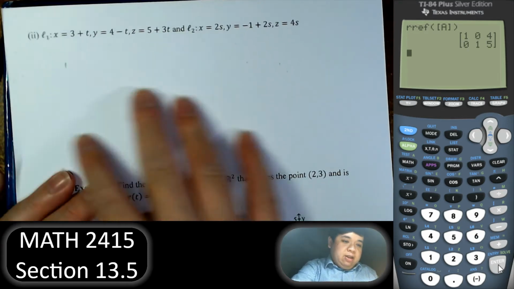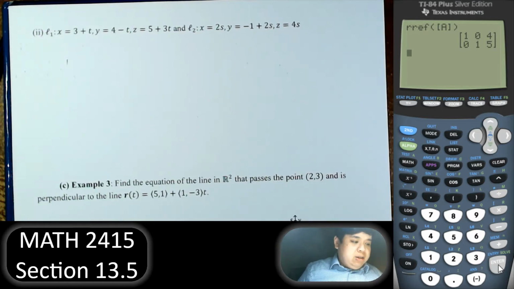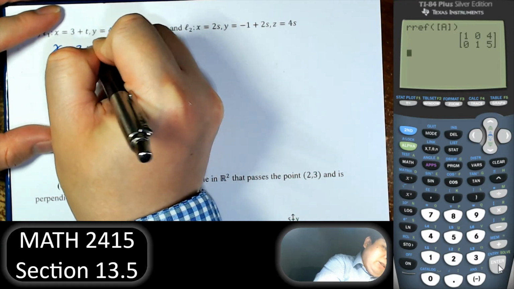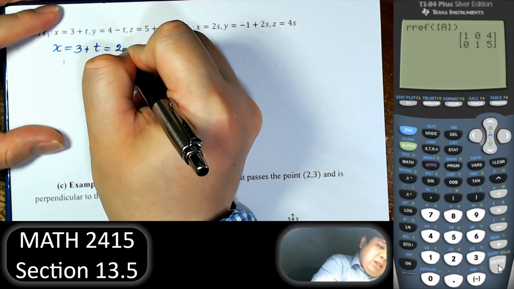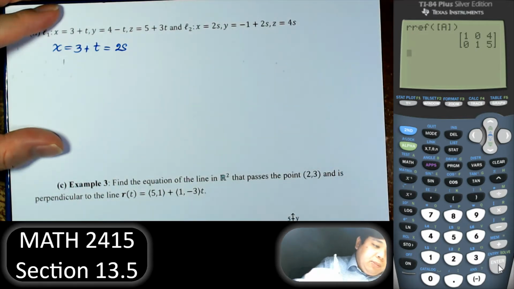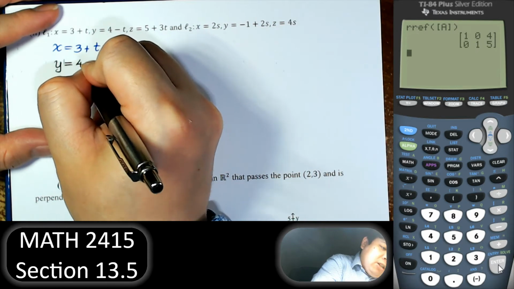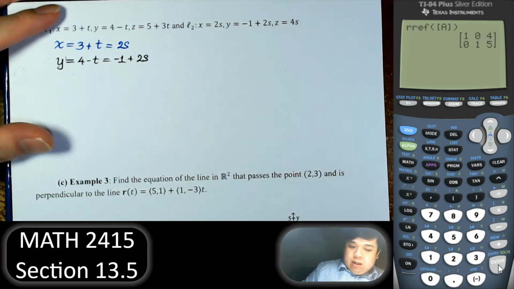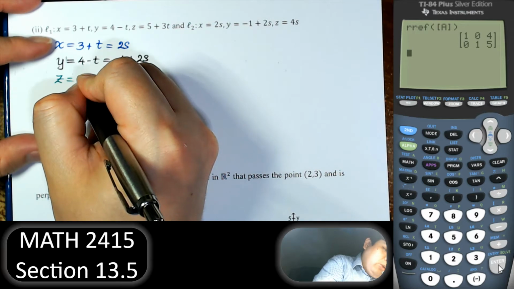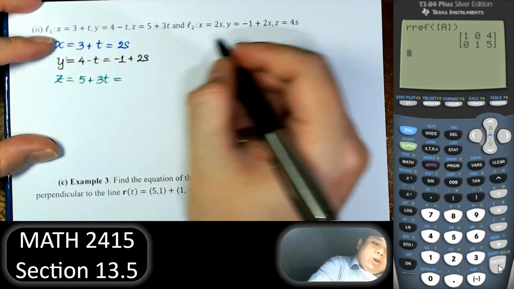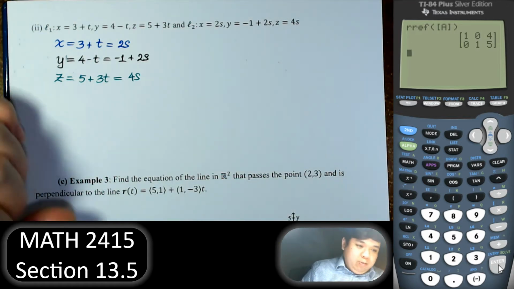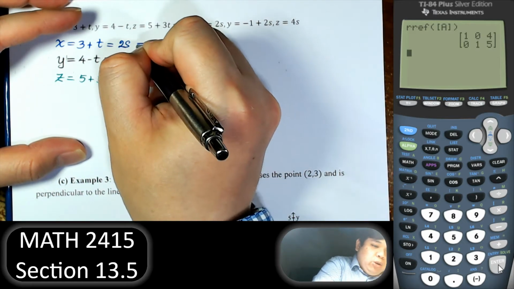Right, we use that more than one time. Next we have this same thing, intersection of these two lines. So once again, if there's an intersection, x equal to x, y equal to y, and z equal to z. So x equal to x: 3 plus t supposed to be equal to 2s. 4 minus t is equal to minus 1 plus 2s. And then z equal to 5 plus 3t supposed to be equal to 4s. We only need 2 of these to solve for s and t, 2 variables, 2 unknowns. Usually we have a solution.